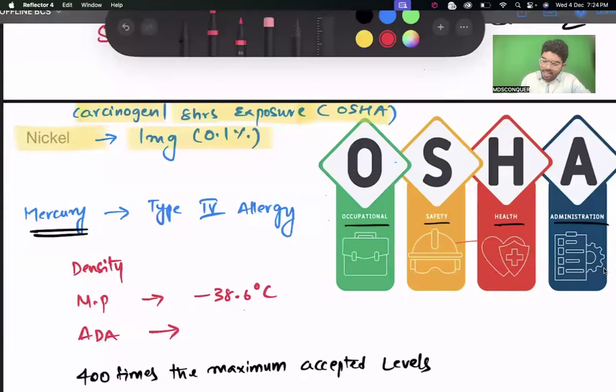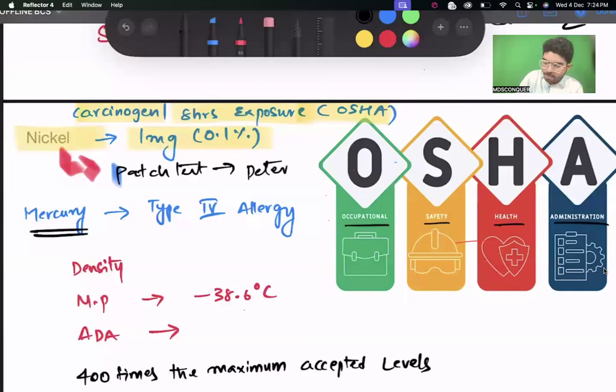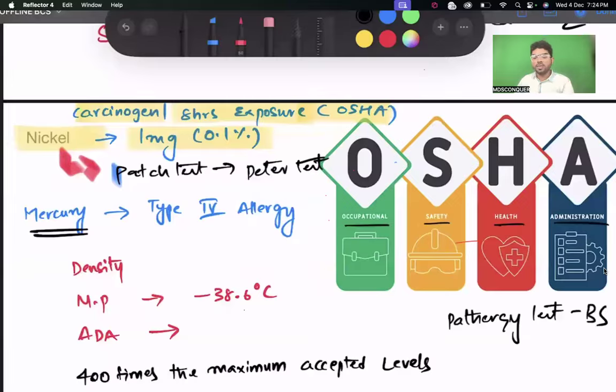Can anyone tell me what is the test that is used to find out the allergy of the nickel? Normally, what is the test that is regularly used for allergies? Allergy test is patch test. Very good. For nickel, specifically, patch test. Pathergy test is useful for? Yes, pathergy test is useful for Behcet syndrome, oral pathology.